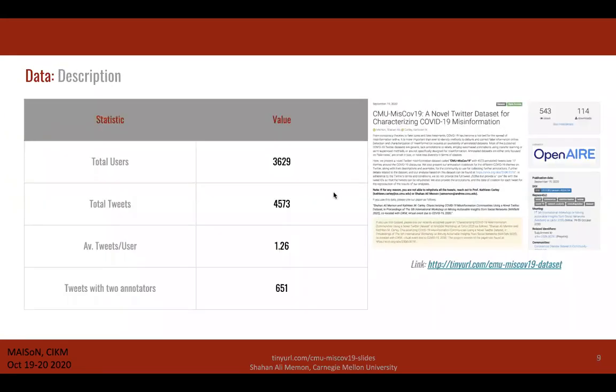The total number of users in our published dataset is around 3,629, and they have tweeted around 4,573 tweets that we include in our dataset that are annotated. Most of these are annotated by one annotator, with an exception of 651 tweets, for which we get a second annotation as well, just for the sake of validation. On the right, you see a screenshot of our published dataset that you can find on this link.